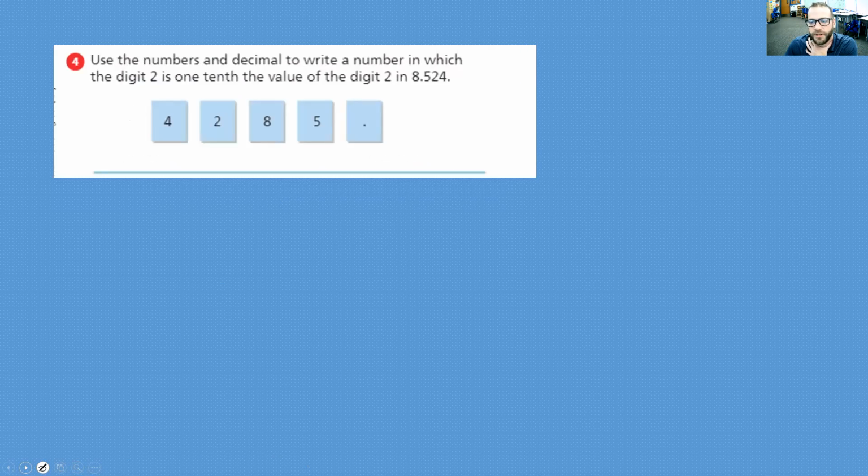Here, I'm not a big, huge fan of this one, but what they basically want you to do is look at the 2, right? And right now it's in the hundredths place. So you still need 98 more hundredths to make a whole. But they want you to make a new number where the 2 is a 10th of that value. Well, 1/10 of that value is a fancy way to say 10 times smaller. So if the 2 is 10 times smaller, it's no longer 200ths, but it's 2,000ths.